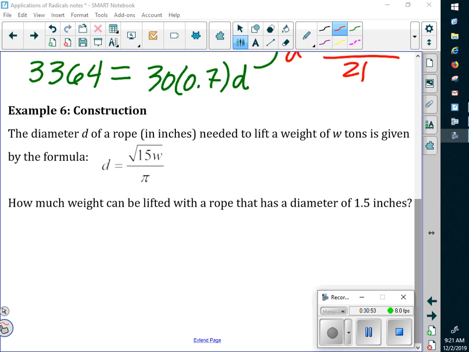Construction. I don't use math in construction. Shoot, I want to build houses. I don't need math.